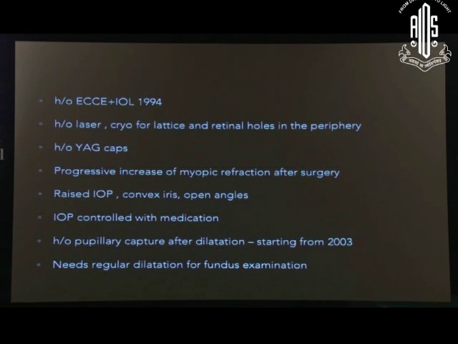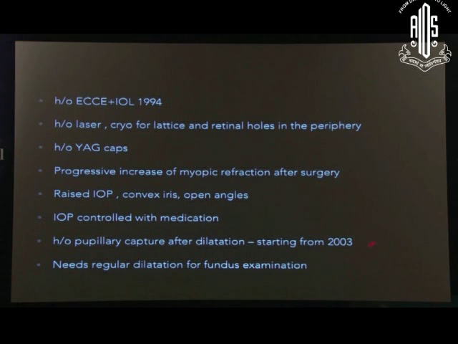And this is a patient who I had been following for many years. Patient had cataract surgery, ECCE IOL in 1994. He had peripheral lattices and retinal holes for which repeated treatments were done. He had a YAG capsulotomy, progressive increase of myopic refraction each time he came. Subsequently diagnosed to have raised IOP, open angles and a convex iris, and IOP was controlled with medication.